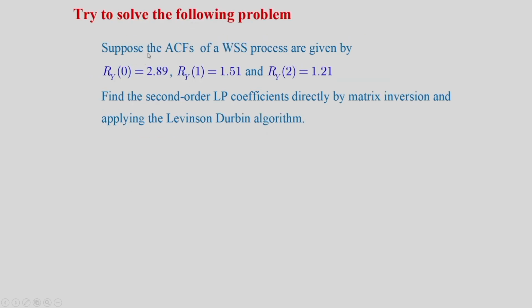Try to solve the following problem. Suppose the ACF of a WSS process is given by Ry of 0 equal to 2.89, Ry of 1 equal to 1.51 and Ry of 2 equal to 1.21. Find the second order LP coefficients directly by matrix inversion and then by applying the Levinson-Durbin algorithm.